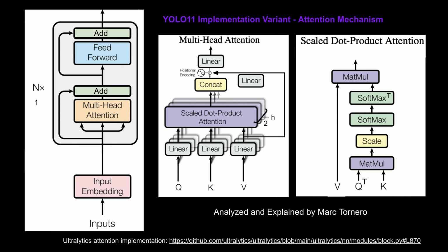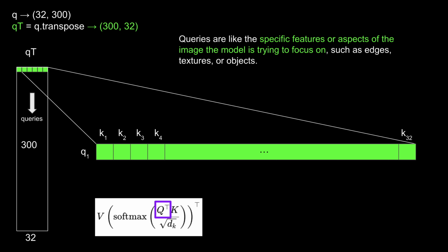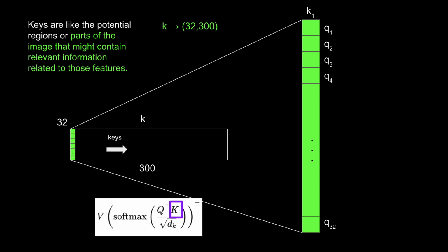Let's now use our queries, keys, and values to perform what's called scaled dot product attention. The steps are outlined to the right. Let's walk through them. First, we transpose the queries to a 300 by 32 shape to enable matrix multiplication. Notice that the queries are arranged top to bottom, with each query containing its 32 features. Queries represent the specific features the model is trying to focus on, like edges, textures, or objects. Keys represent potential regions or parts of the image that might contain relevant information for those features.